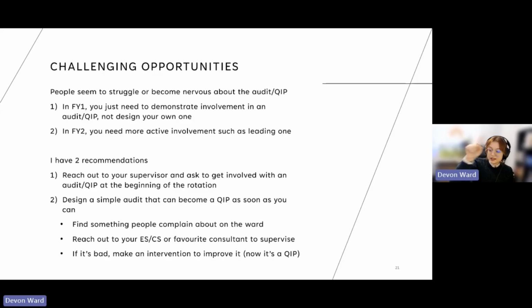And if you do that, that really nicely completes that. It becomes an audit cycle, doesn't it? It really nicely completes that, and you can just keep that rolling.